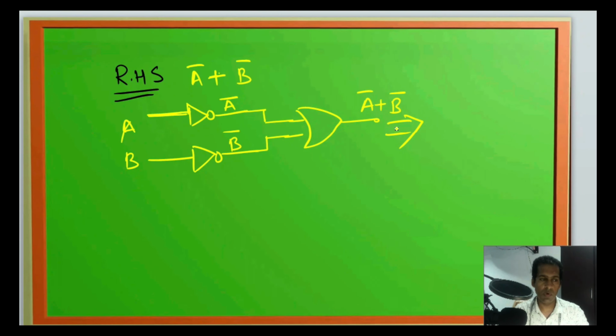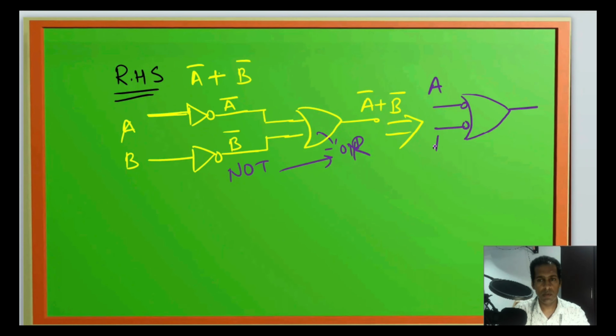But if you observe keenly, this is like a bubbled OR gate. At the input we have inversion and then we are taking the OR operation, that is NOT followed by OR. So this is nothing but a bubbled OR gate. On the OR gate we can show two bubbles representing the inverters. So these are the inputs A and B, and at the output we get A bar plus B bar.